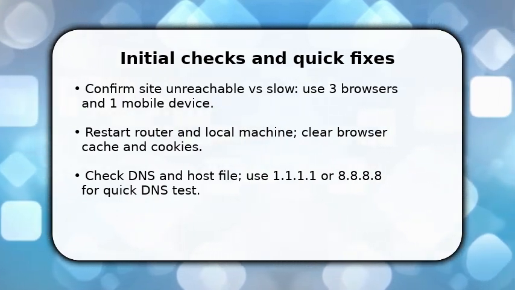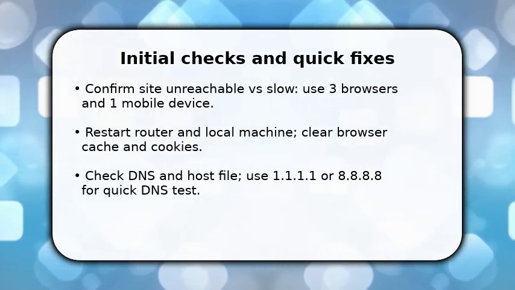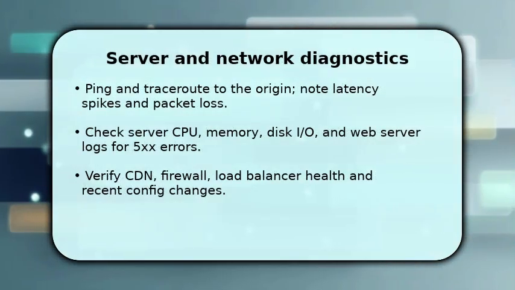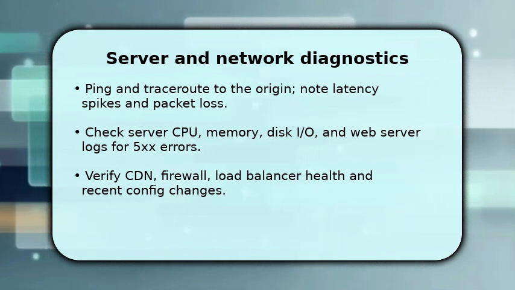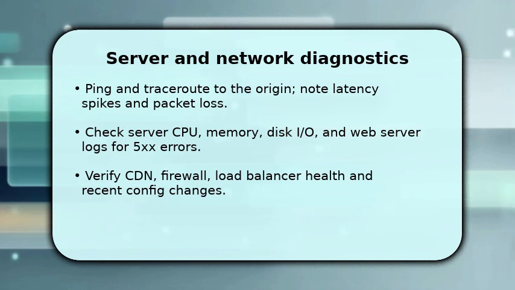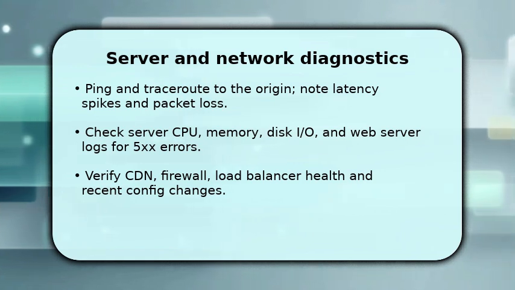Now move into diagnostics that reveal where requests fail. You run ping and traceroute to the origin to locate latency or routing breaks. If packet loss appears, contact your ISP or cloud provider. Then inspect server metrics: CPU, memory, disk I/O, and web server logs for 5xx errors. These explain overloads or app crashes.